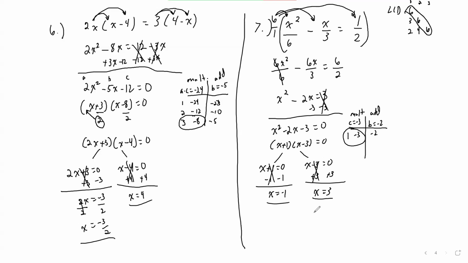So quite a bit of a process, but they're going to throw a lot at you. So I want to make sure you have plenty of examples. Let's look at another one. Let's look at number 8. We have x plus 4 squared equals 9.